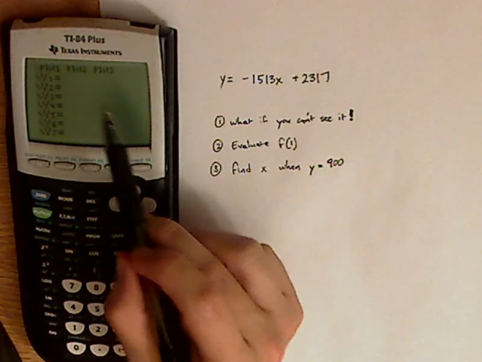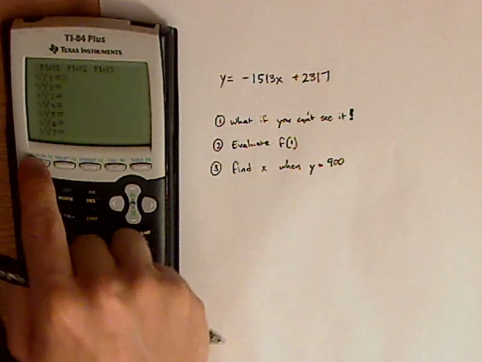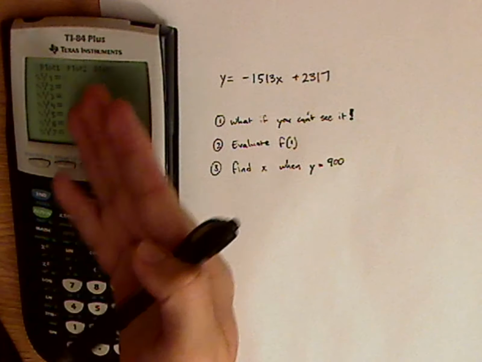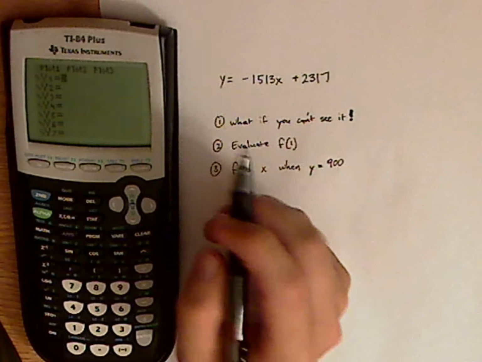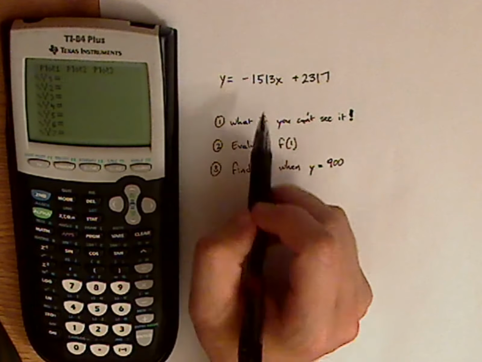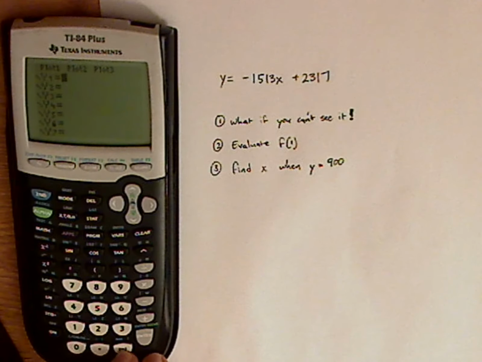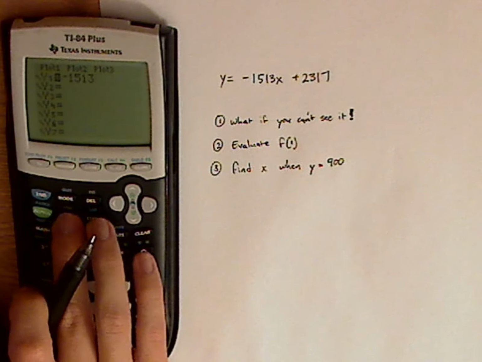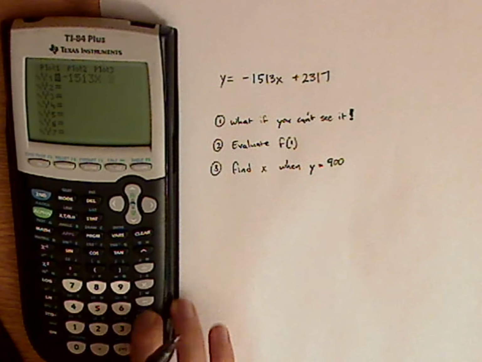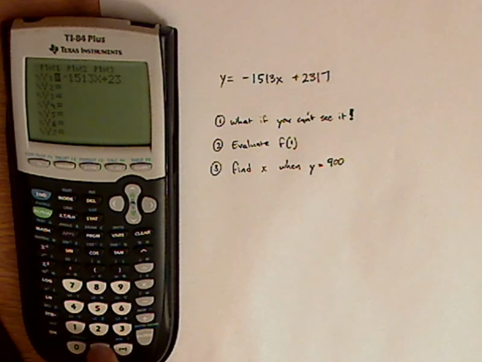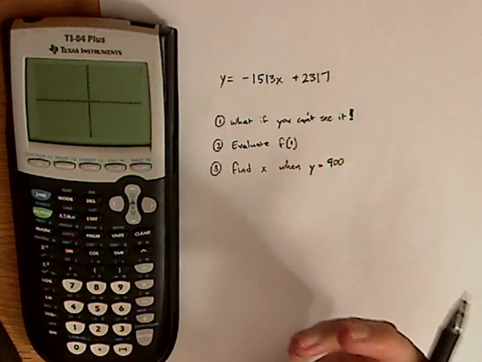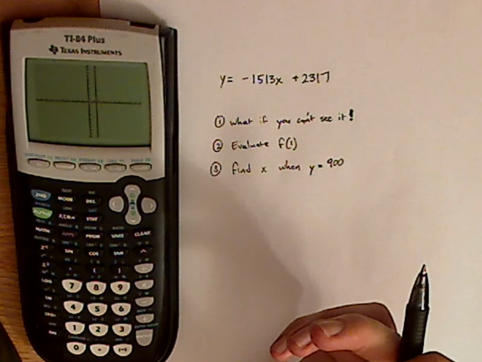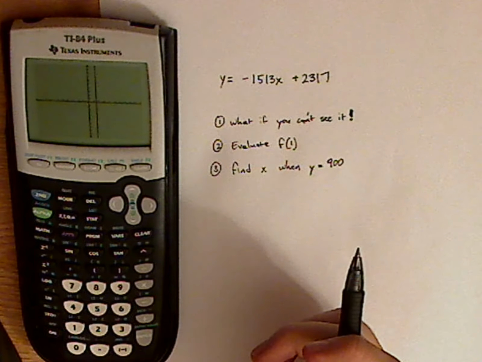So I'm already in y equals, so I just already pushed y equals, so I have all the y's right there. So I'm just going to put it in. So I have negative, push the negative sign, negative 1,513. Now to get my variable, I just push x plus 2,317. Enter. And when I graph it, I get something that looks really weird like that.